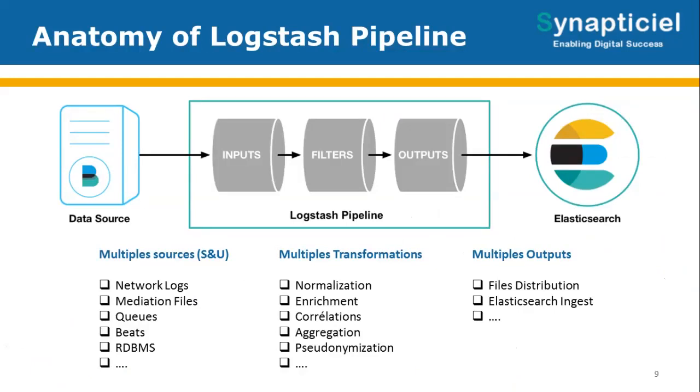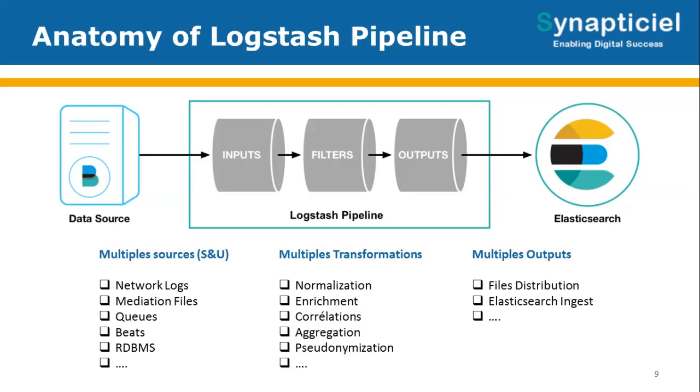So this is an example of a high-level anatomy of Logstash. Logstash is a pipeline that has 3 stages: input, filters, and output. Input is used to read data from multiple sources, from files, from any queue, from Filebeat, from any SQL database. And it can consume the data from multiple sources at the same time.